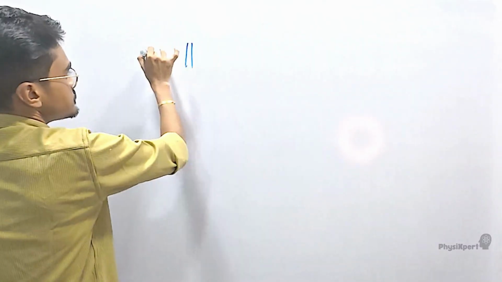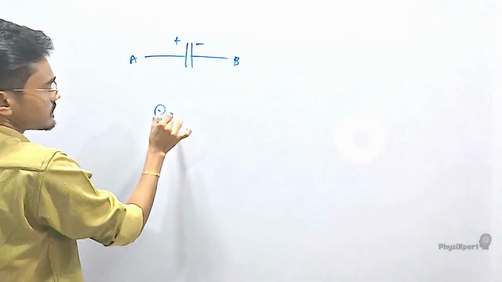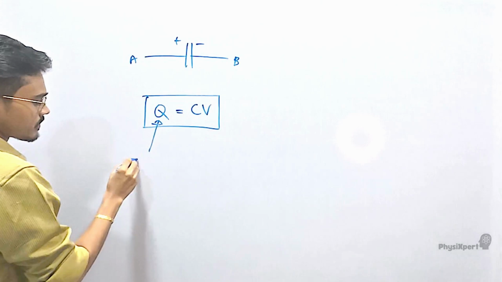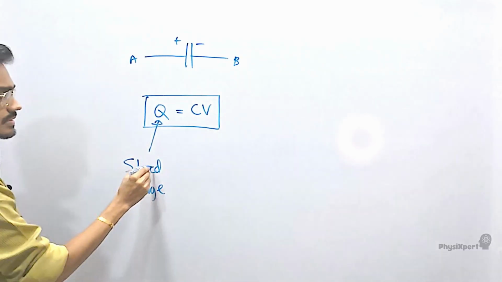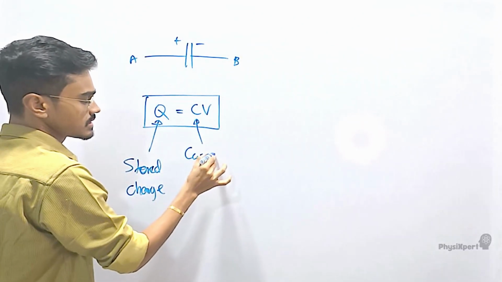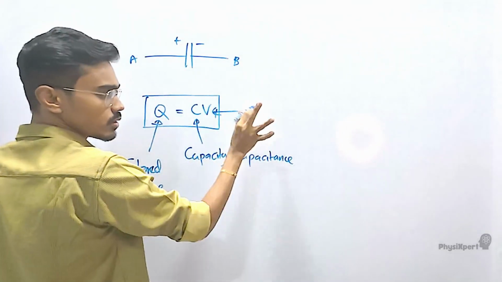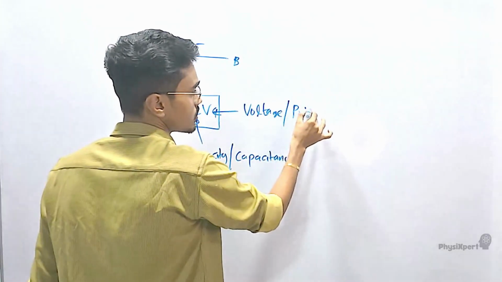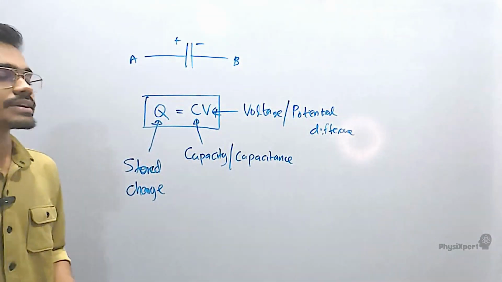So first, let me recall the theory part. For a capacitor connected between A and B, the relevant equation is Q equals CV, where Q is the stored charge, C is the capacitance, and V is the voltage, or potential difference. So this is the basic equation for a capacitor.